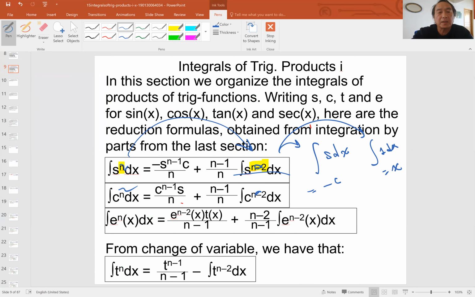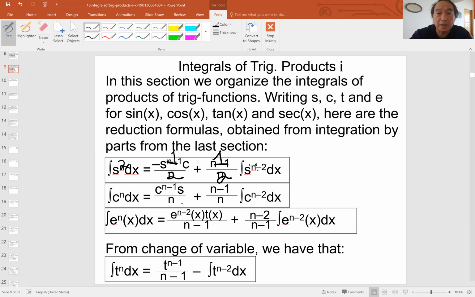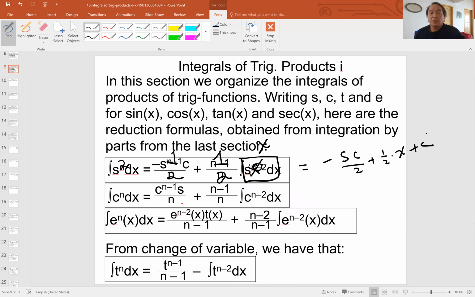And then sine squared, 2 minus 2 is sine to the 0 power, and the integral of this is just the integral of 1, which is x. So the answer is going to be minus sine cosine over 2 plus 1/2 times x plus a constant. Let me use K so you wouldn't confuse C with K.